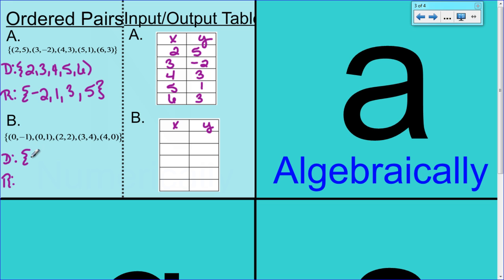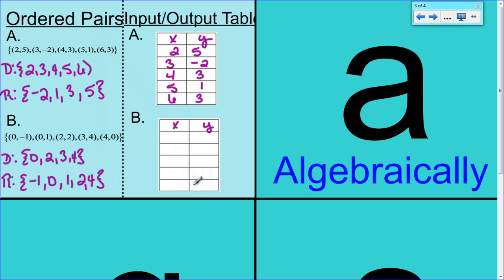So it looks like our domain is going to be 0, and there's 2 of them. They repeat. We'll only write it once. 2, 3, and 4. And then our range, we're going to list out our range. So we're going to start with -1 is the smallest. Then we have a 0, and then a 1, a 2, and a 4. And so I've listed out my domain and my range.